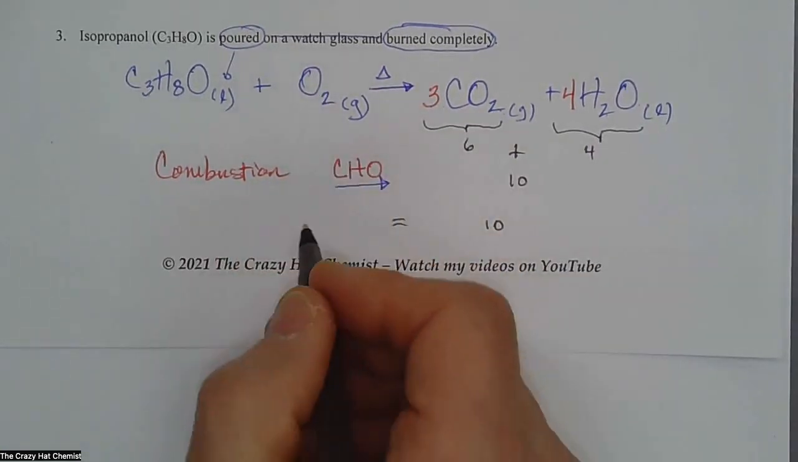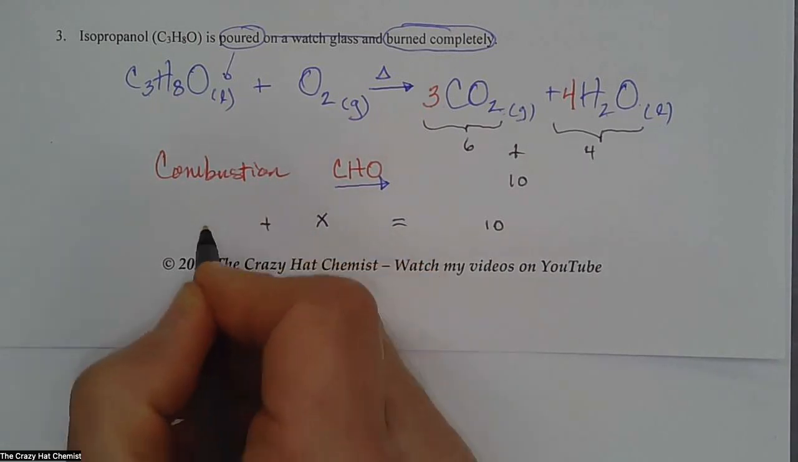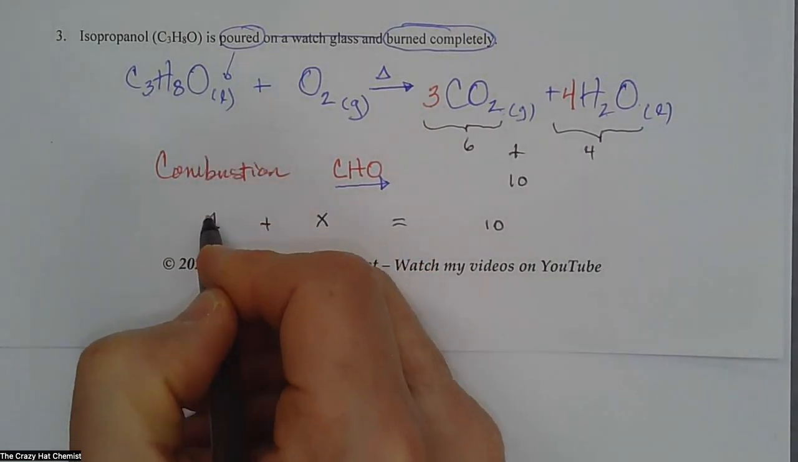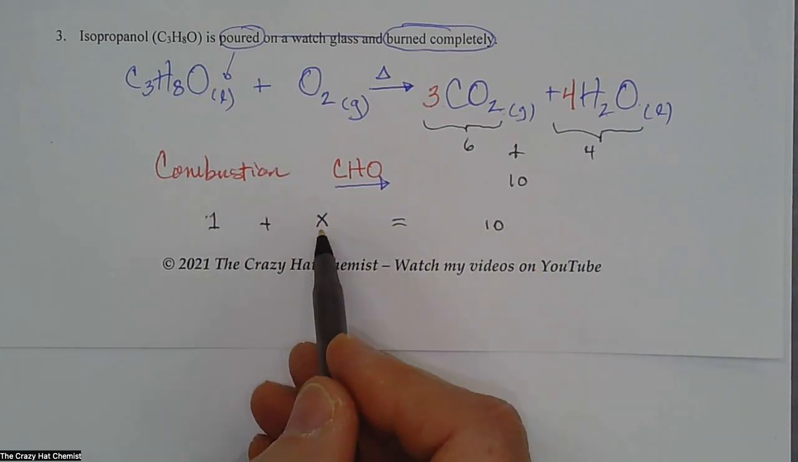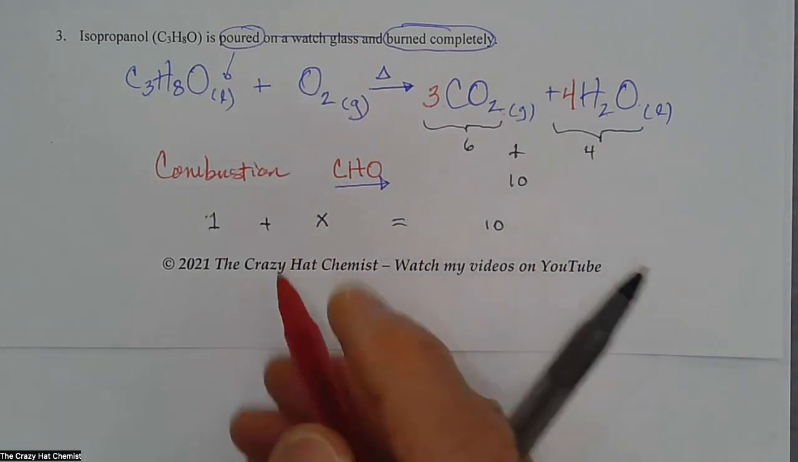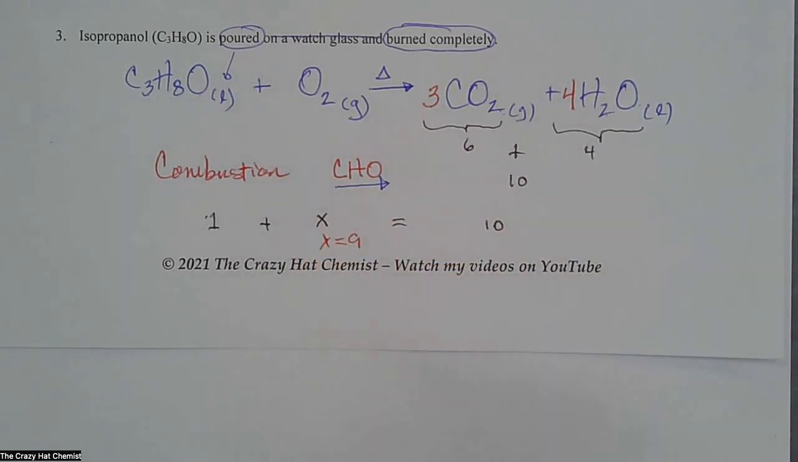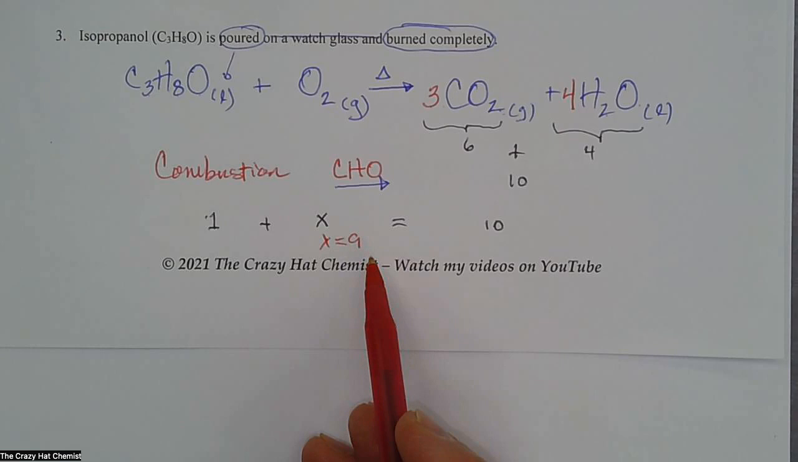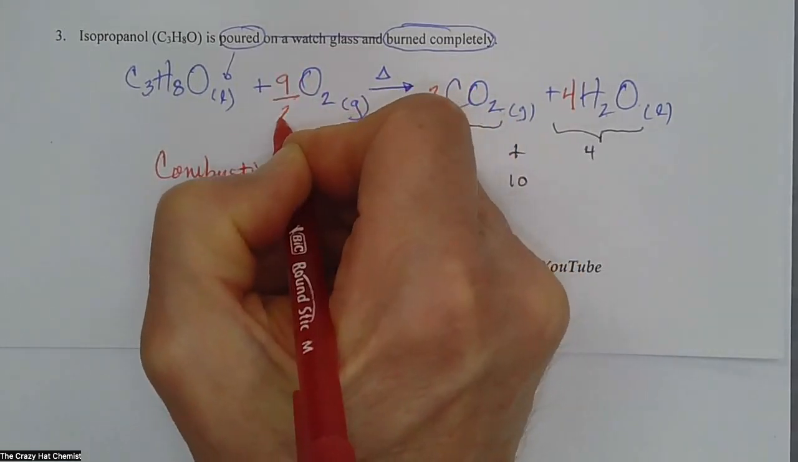And I have my molecular oxygen there. I'm going to call that X plus 1. Here's the 1 right there. So 1 plus X is equal to 10. What is X? X is equal to 9. Hopefully you've done that math okay. So that is an odd number. If it's an odd number, I'm going to use that odd number over 2.